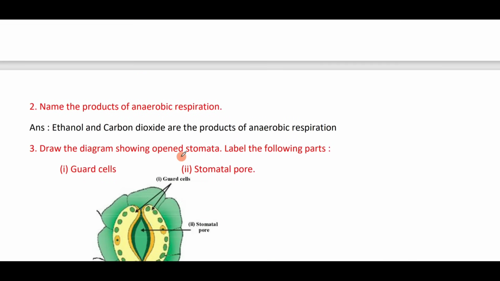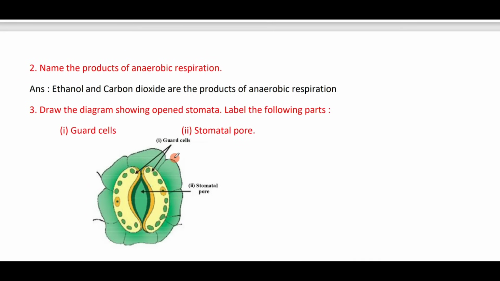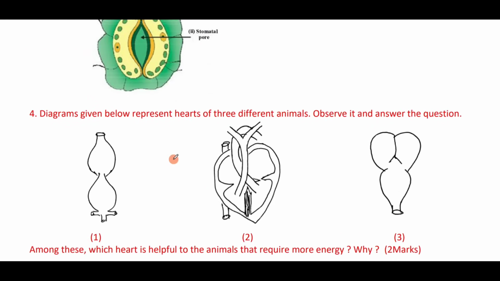Next, name the products of anaerobic respiration. Ethanol and carbon dioxide are the products of anaerobic respiration. Diagram of open pore stomata. It is a 2 marks diagram. Do practice it.